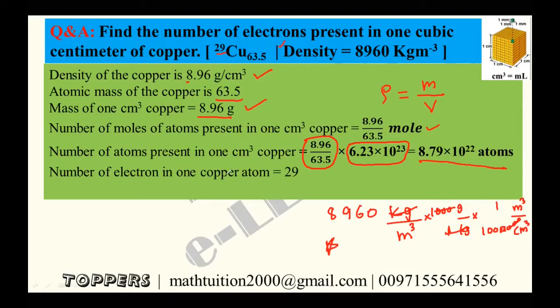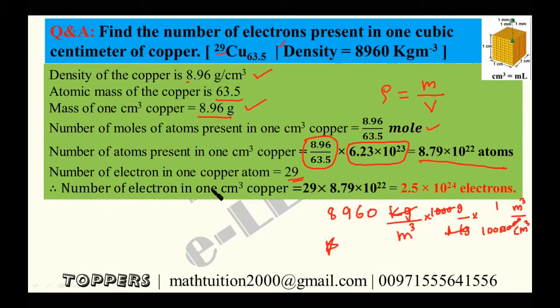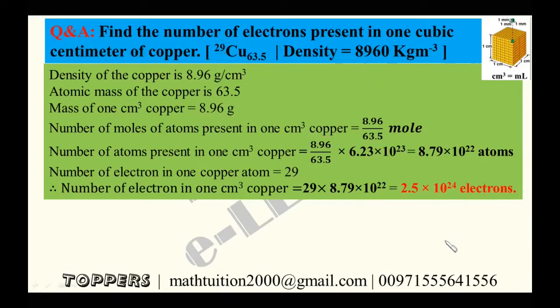In each atom, number of electrons in one copper atom is 29, because the number of protons, the atomic number, is 29, right? So number of protons and electrons are equal in a neutral atom. Fine. So if you multiply this number of atoms by number of electrons, you'll get the answer. Therefore, number of electrons in 1 centimeter cube copper is equal to 29 times 8.79 into 10 to the power 22. That will give you 2.5 into 10 raised to 24 electrons. Clear?